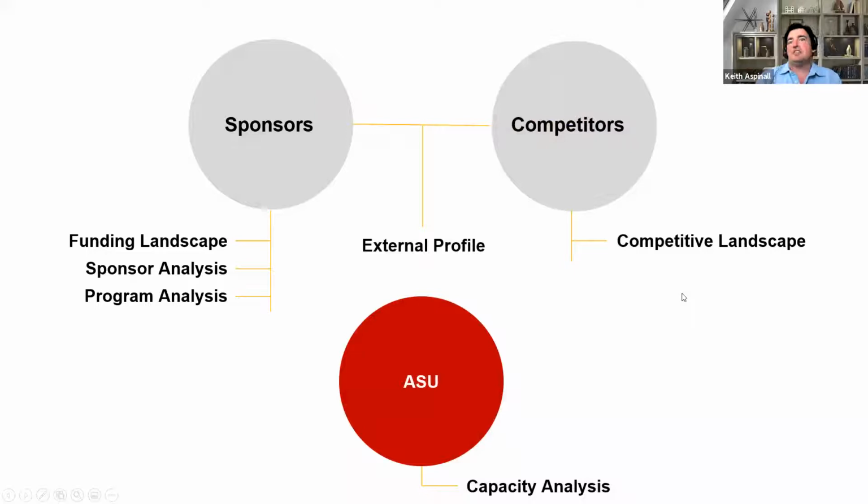All right. So now this is just a broad overview of our core products. These are our core basic products that we offer at ASU that look internally: our capacity analysis. We also do a competitive landscape that focuses on other universities generally, and then the sponsors, which can be a funding landscape, a sponsor analysis, which is the focus of the rest of this presentation, and program analyses, which are specific programs. So that's the layout. And then we also do strategic projects, which may glom some of these together or even blow out one of these in a bigger way.